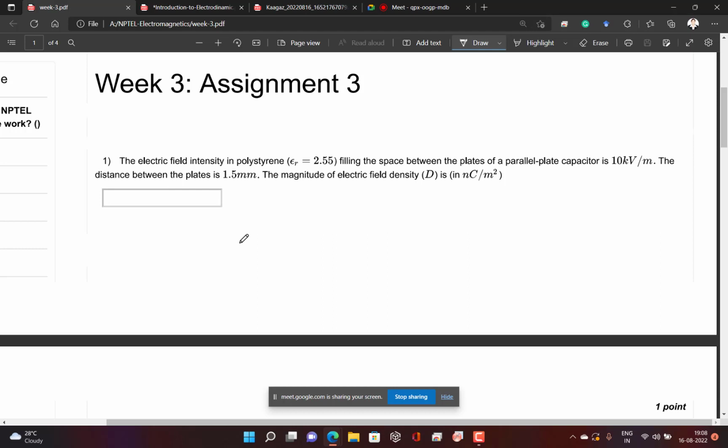So the question here is asking the magnitude of electric flux density. What is given here is the electric field intensity. A parallel plate capacitor is given, which is filled with polystyrene whose epsilon r is 2.55. So this is the question which is asked to you.